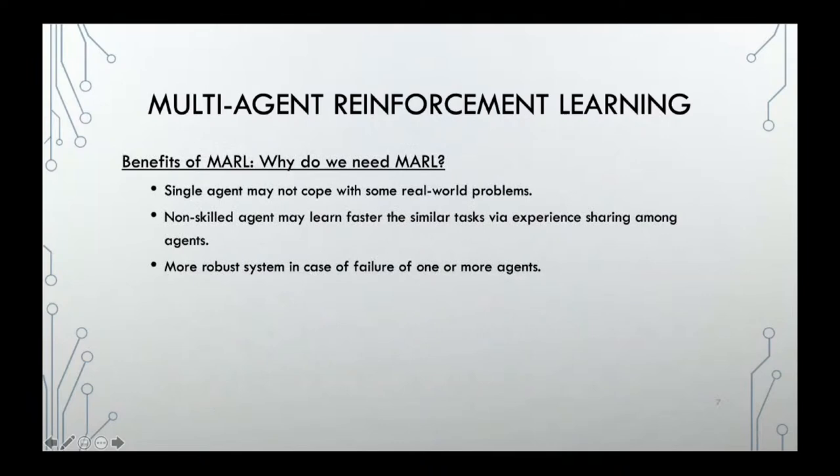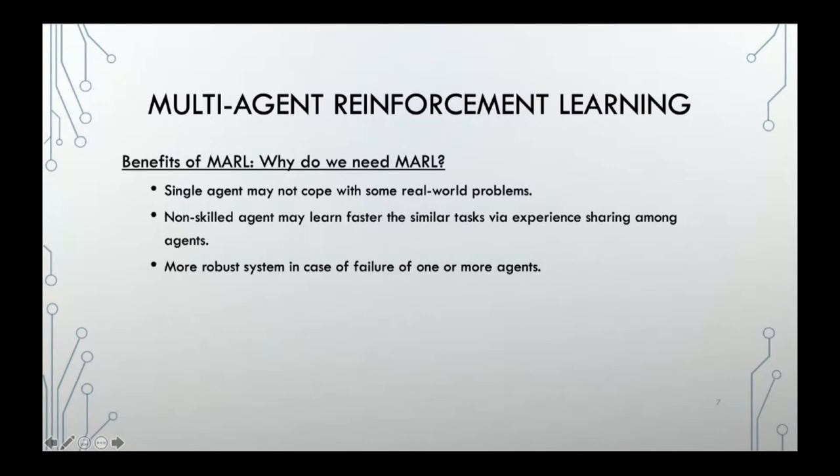What are the benefits of multi-agent reinforcement learning? Why do we need it? Because a single agent may not cope with some real-world problems. Some real-world systems may include lots of agents, and a single-agent approach may not be realistic from the system perspective. Of course, with single-agent reinforcement learning, we can teach our agent how to behave in a community. But from the system perspective, to be able to design a better system, we need multi-agent reinforcement learning rather than single-agent. Multi-agent reinforcement learning can also increase the speed of learning, because in a community, non-skilled agents may mimic the skilled agents' behaviors, or the skilled agents may teach the non-skilled agents how to behave.